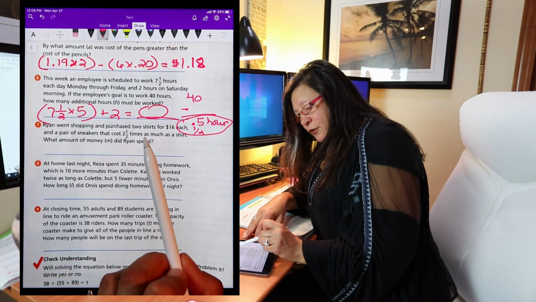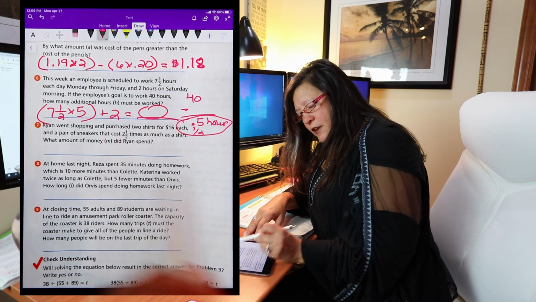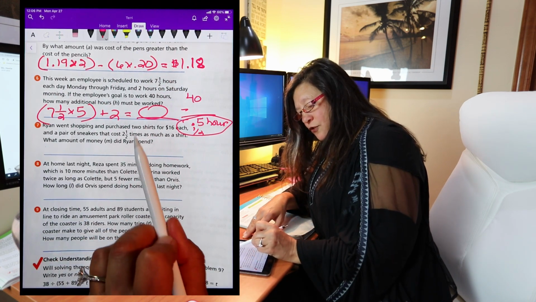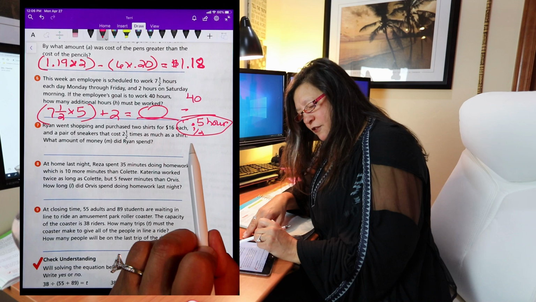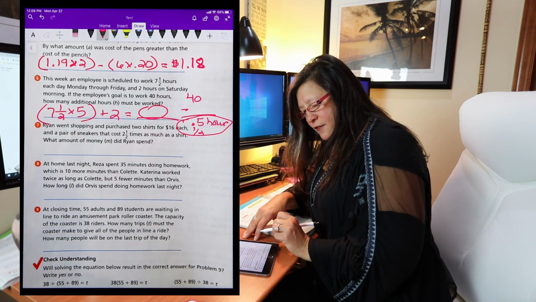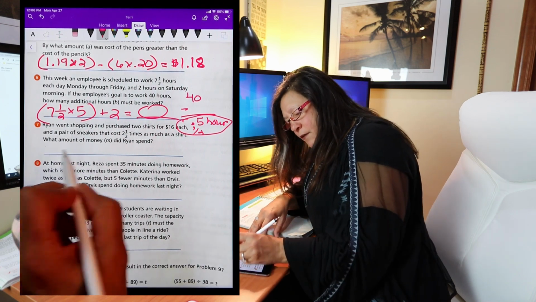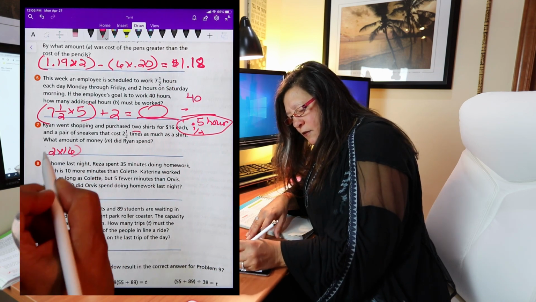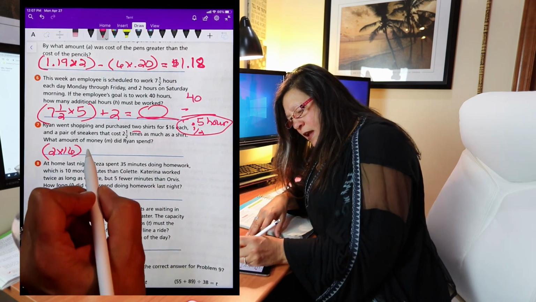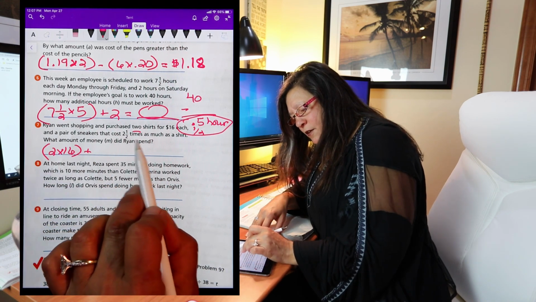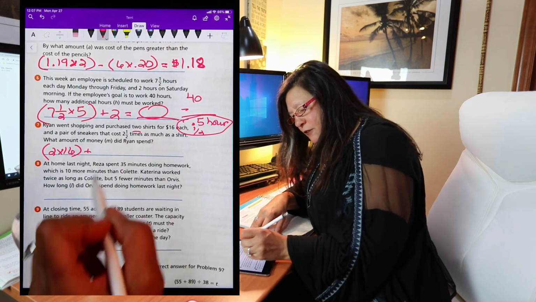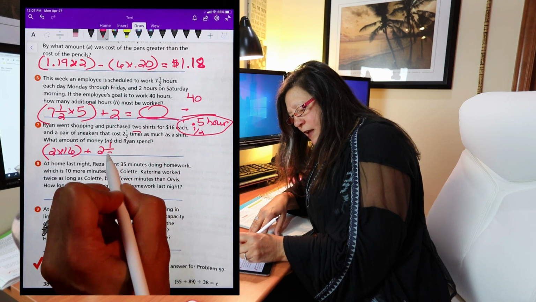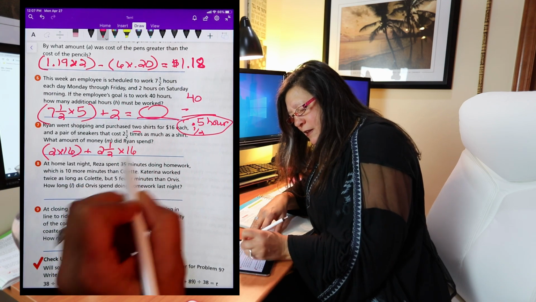Ryan went shopping and purchased 2 shirts for $16 each and a pair of sneakers that cost 2.5 times as much as a shirt. How much money did Ryan spend? Well, we know he bought 2 shirts at $16, so 2 times 16, and then he also bought a pair of sneakers that's 2.5 times as much as a shirt.